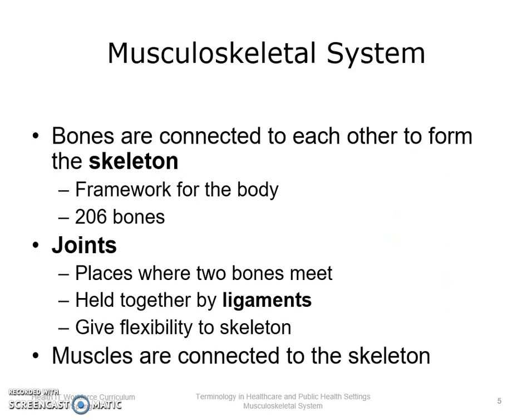Another component of the musculoskeletal system is the joints. Joints are the place where two bones meet. Ligaments at the joints hold the bones together. This arrangement gives flexibility to the skeleton.